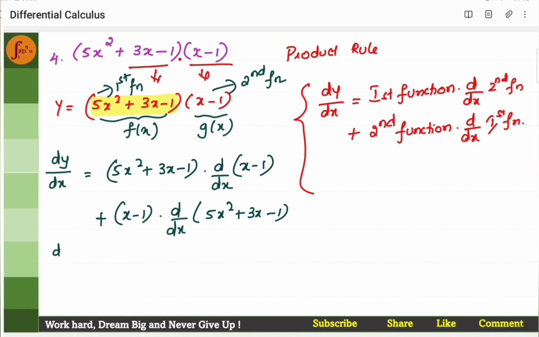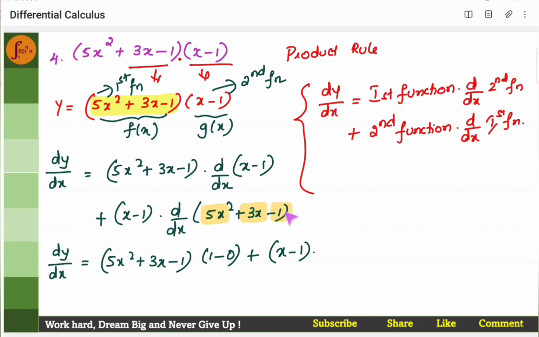So what do I get? I get 5x square plus 3x minus 1 into derivative of x minus 1, which is nothing but derivative of x is 1 and derivative of 1 is 0. I'll get 1 minus 0, because derivative of constant, derivative of 1 is 0, plus x minus 1 into derivative of this entire thing. You'll have to use the sum rule here, right?